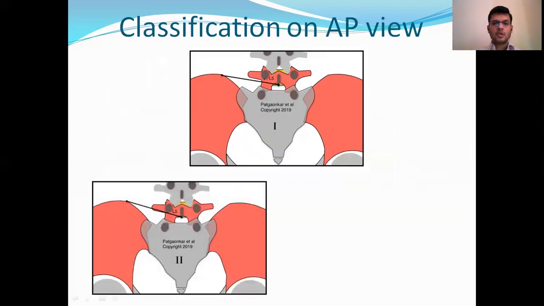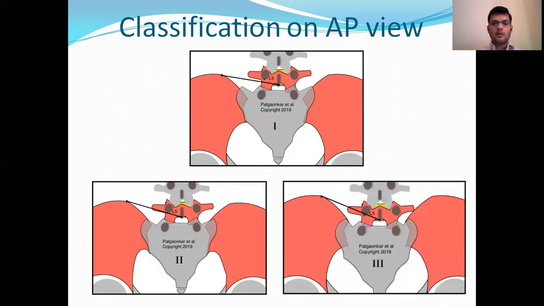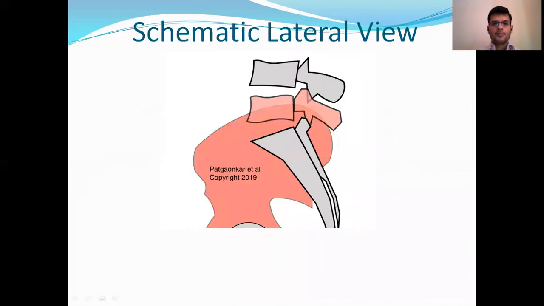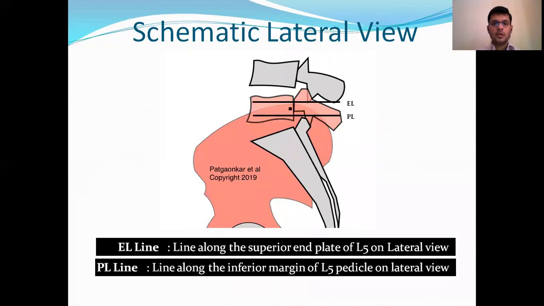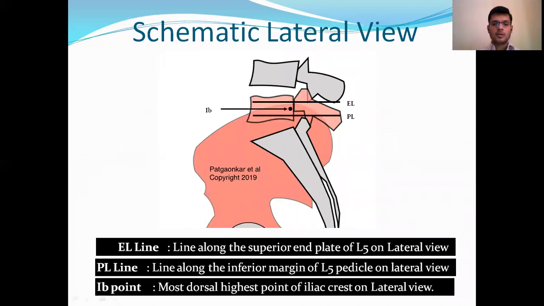This is the classification which was done on the AP view. It has been divided into three types. Type 1, point P lies above line IAD. In type 2, point P lies on the line IAD, and in type 3, the point P lies below the line IAD.